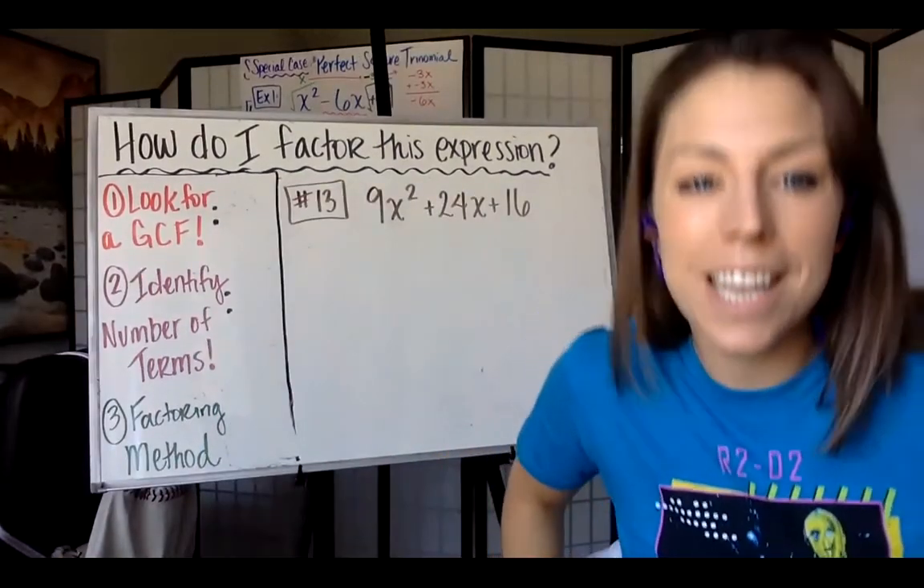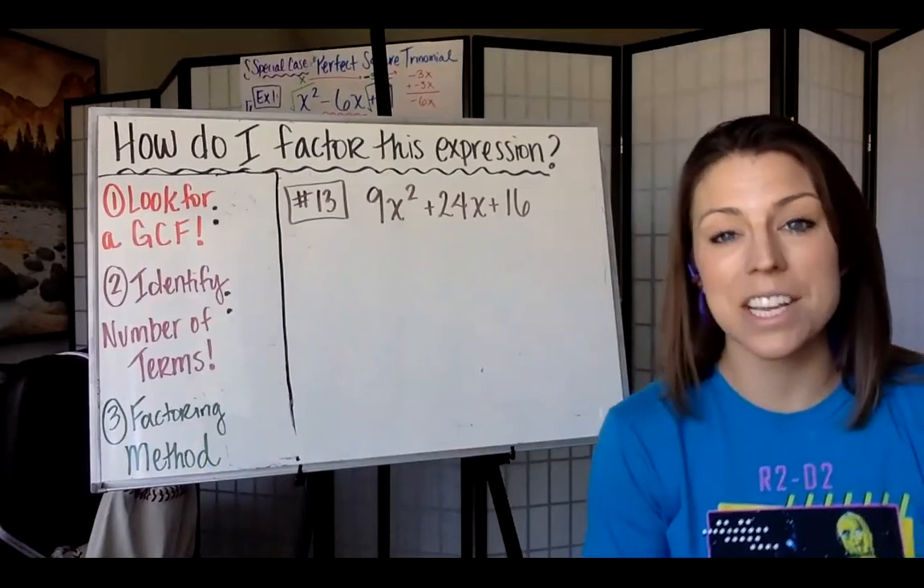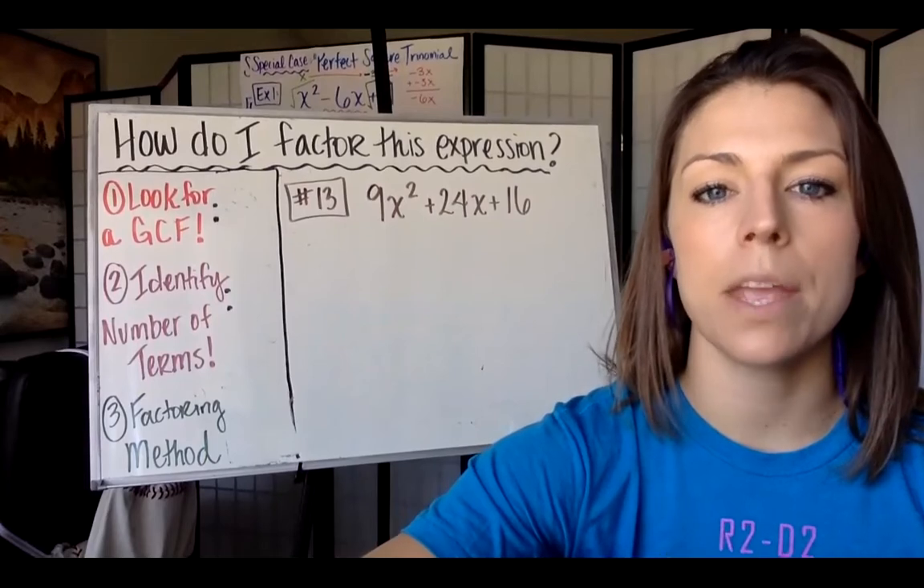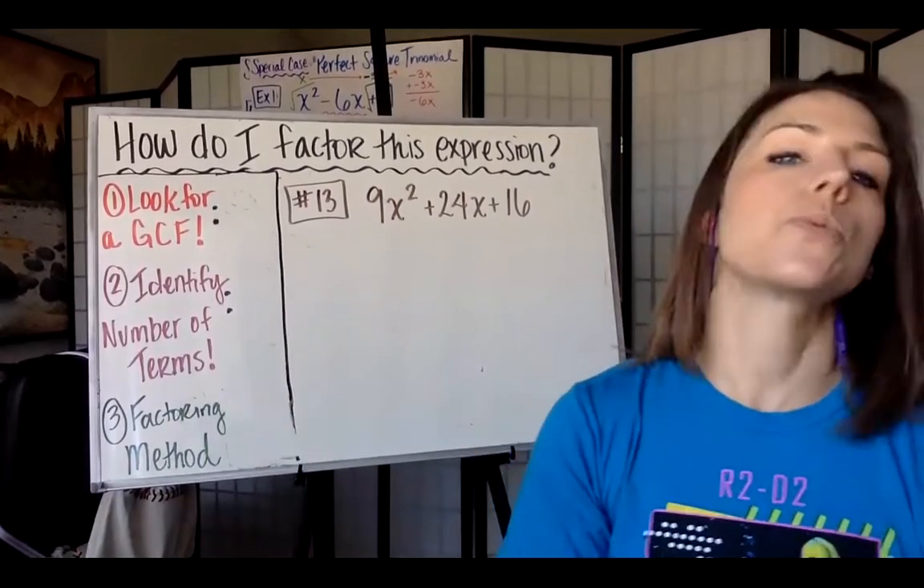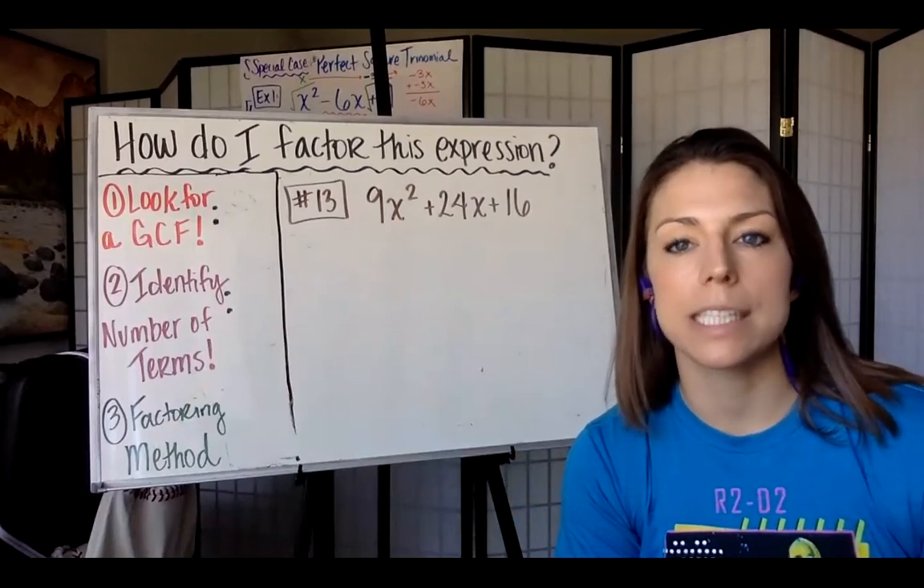All right, almost done. We have 2 more to go, and these 2 will actually be the quickest because, like I said, there is something a little bit special about them. So let's take a look at our first one, number 13. 9x squared plus 24x plus 16.